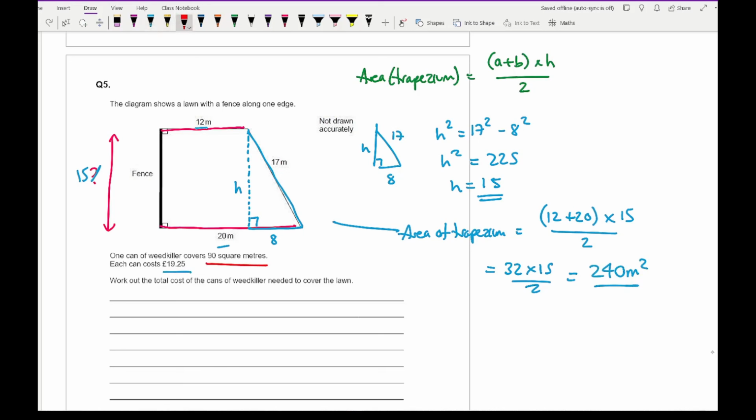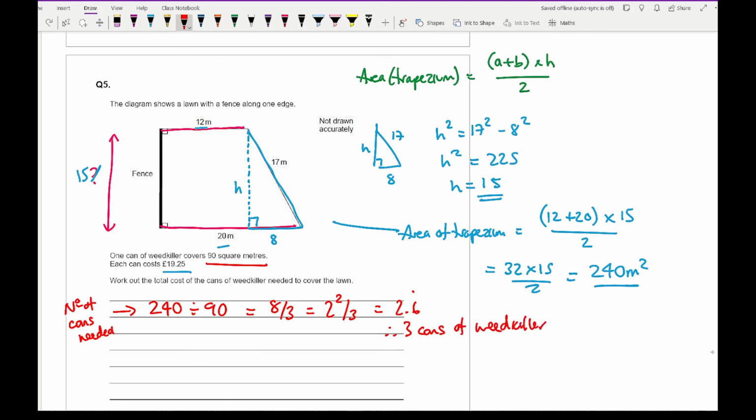Now the next thing I need to do is work out how many cans I'm going to need. I know that one can covers 90, so if I do 240 divided by 90, the number of cans needed, and I type that into my calculator. Well, actually I don't need to type it into my calculator, but it becomes 8 over 3, which is 2 and 2/3, which equals 2.6 recurring. So I'm going to need 3 cans of weed killer.